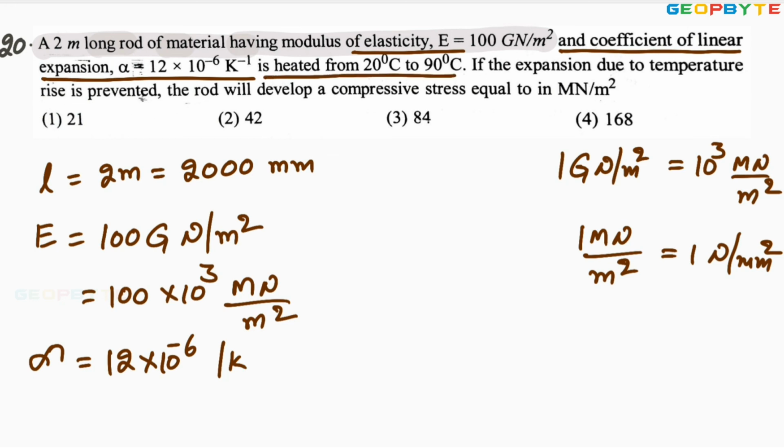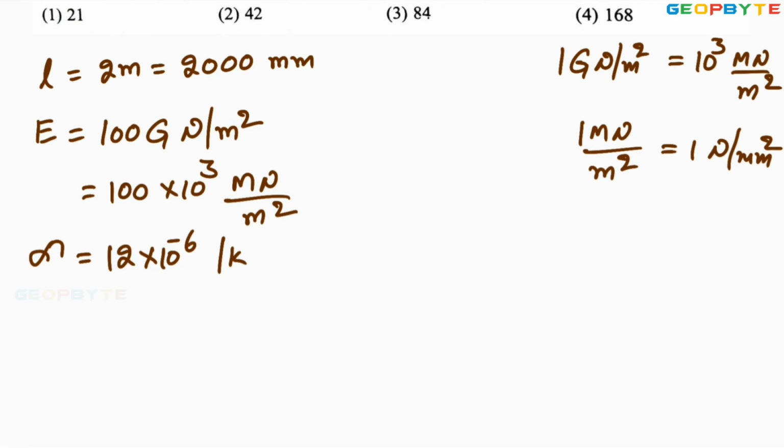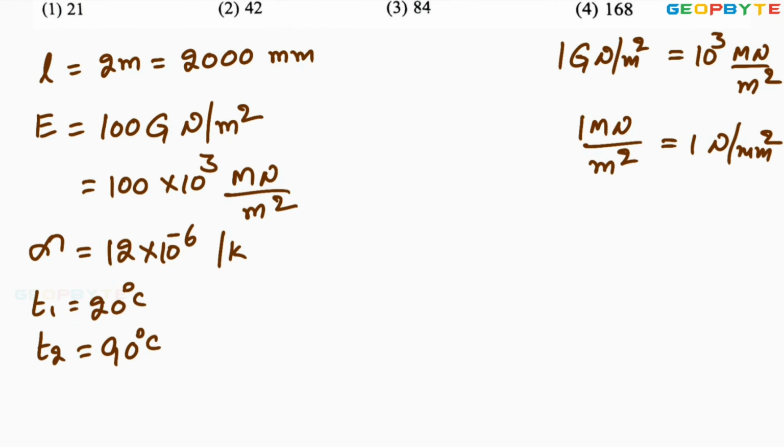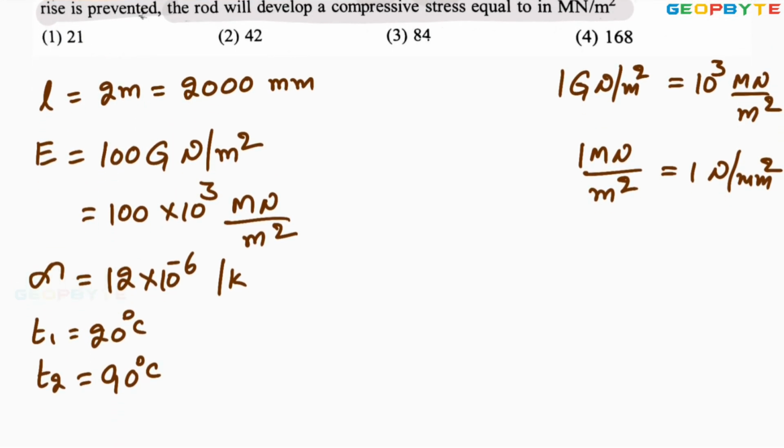The rod is heated from 20 degrees centigrade to 90 degrees centigrade. The initial temperature T1 is given as 20 degrees centigrade and the final temperature T2 is 90 degrees centigrade. If the expansion due to temperature rise is prevented, the rod will develop a compressive stress equal to. You are asked to find the compressive stress in meganewton per meter square.